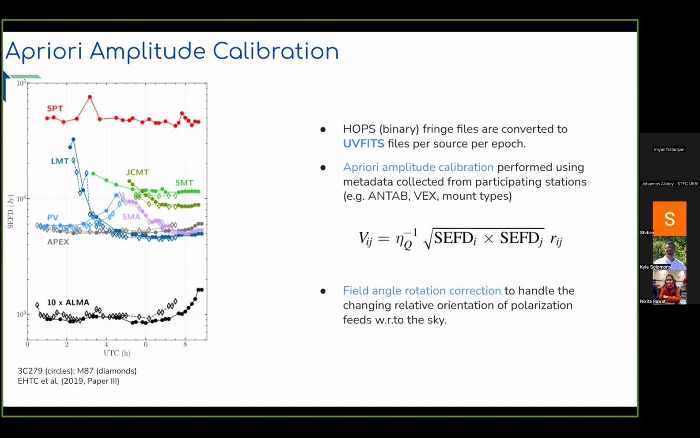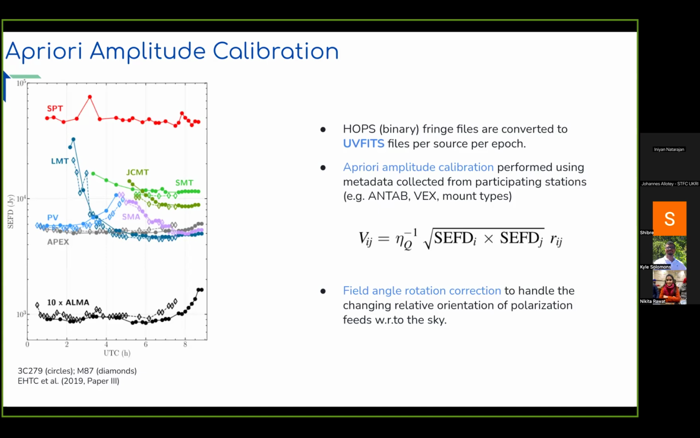So the first thing that we do here is, HOPS has its own file formats, so-called fringe files. So we have our own scripts to convert this to UV-FITS files in a way that the imaging software can analyze this data. And so we collect metadata from the stations, such as the ANTAB files, which have the system temperature, which records different temperatures, like the instrumental temperatures, the receiver temperature, and also the atmospheric temperature over the different stations. So we need this information to get an idea of how much the amplitudes can be attenuated when you're doing calibration.